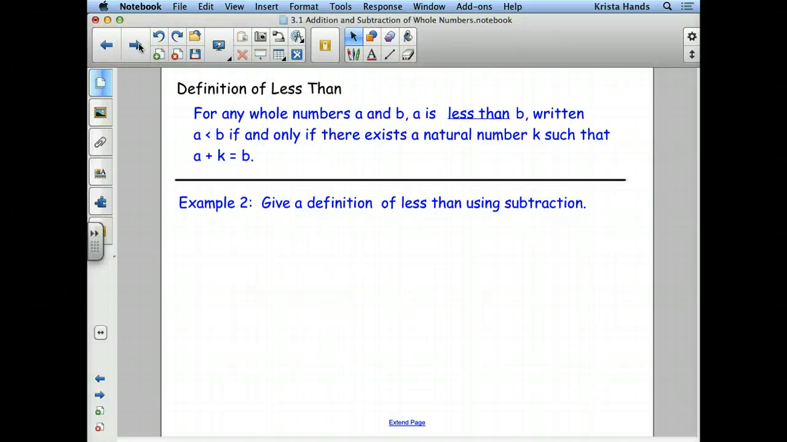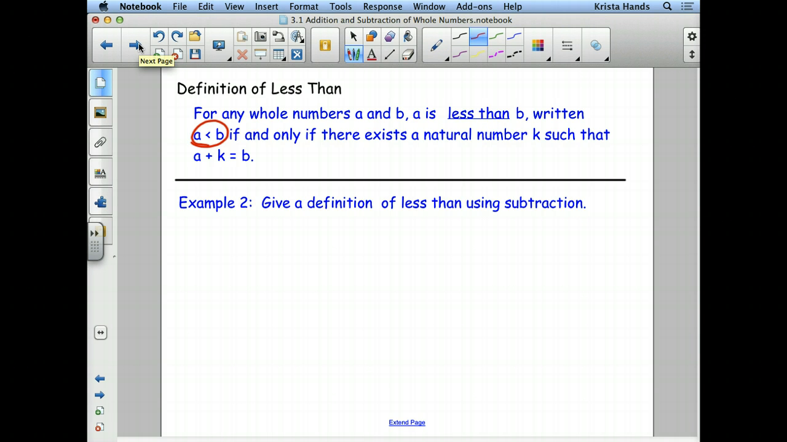There are far more models for subtraction, and they actually cause students much more difficulty than the addition ones. But let's take a look at a couple other ideas in regard to this concept. The first one is the definition of less than. If we have two numbers, A and B, we can say that A is less than B, and we write it with the notation right here that you've seen before.